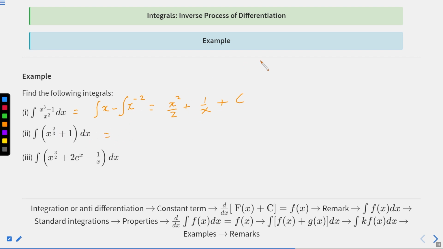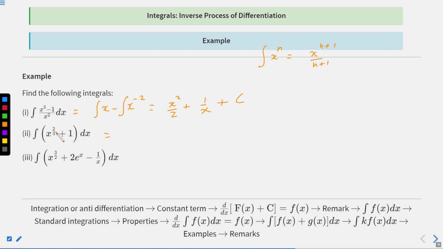Also remember that the integration of x power n will always give you the output x power n plus 1 divided by n plus 1. As you can see, here it is x power 1 plus 1 divided by 1 plus 1. Here minus 2 plus 1 will give you minus 1, and the same thing.